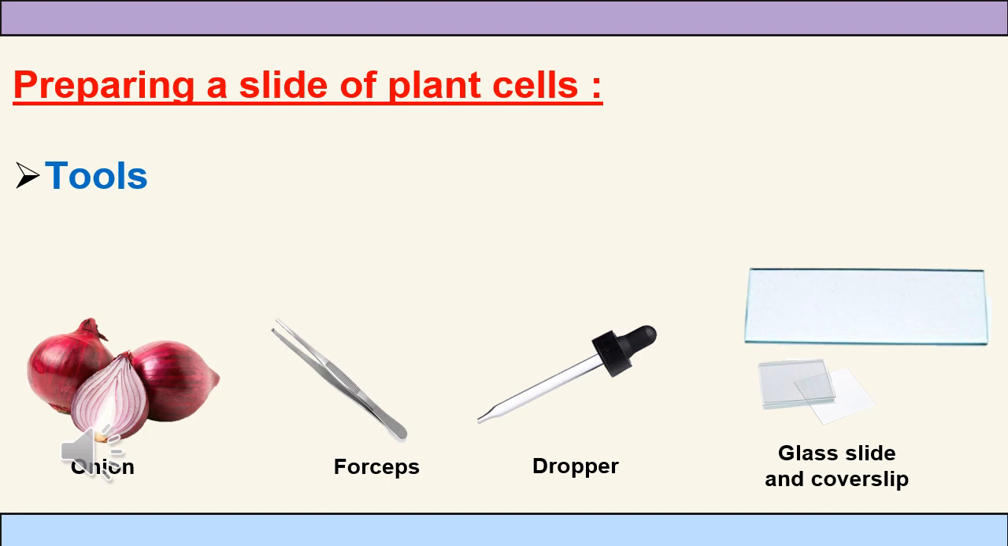Now we are going to prepare a slide of the plant cell to see it under the microscope. What are the tools that we needed? Number 1, we need onion. Number 2, we need forceps. Number 3, we need dropper. Number 4, we need glass slide and cover slip.